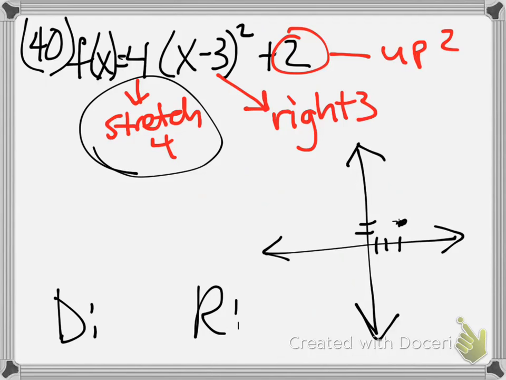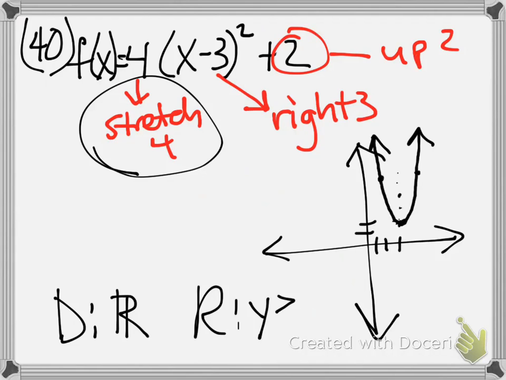Okay, this is a stretch of 4, which basically tells me my slope is 4. So I'm going to go up 1, 2, 3, 4 over 1. And I'm going to mirror that on the other side. 1, 2, 3, 4 over 1 to the other direction. And when I connect these dots, I have a nice, skinny, stretched parabola. The domain for any parabola is all real numbers. And the range is y greater than or equal to 2, because 2 is my lowest value.